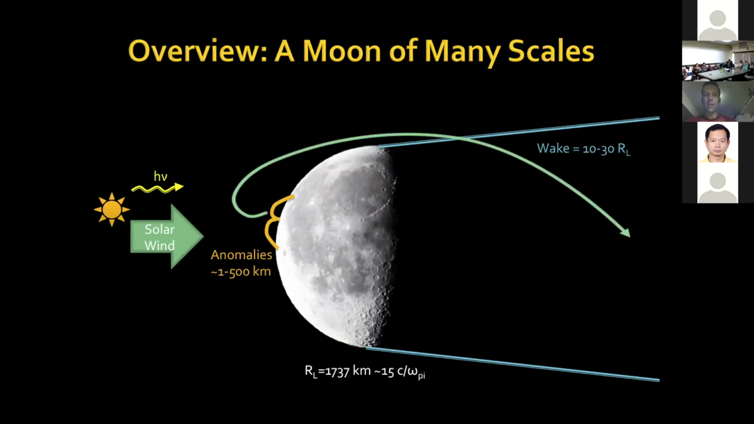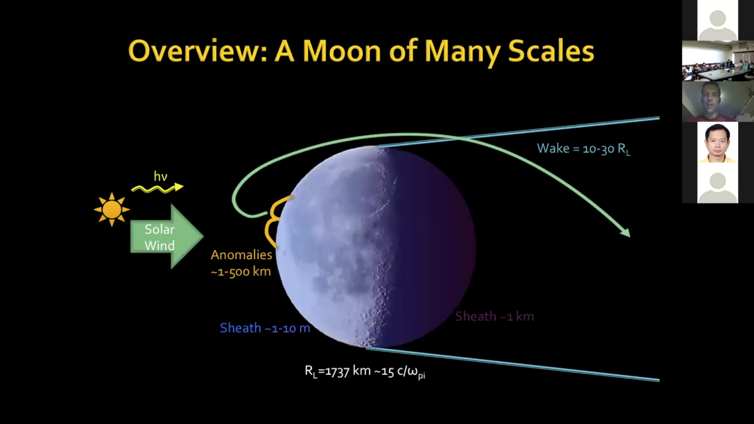One of the things that happens with those magnetic anomalies is that part of the solar wind can reflect from them, and then those particles can follow complex orbits. Some of them can go into the wake. So I'll talk about all these things.